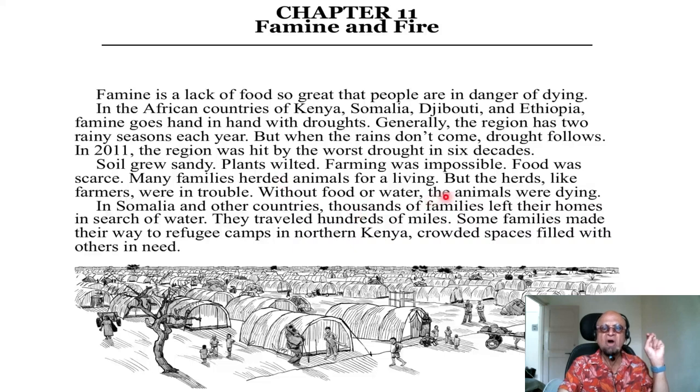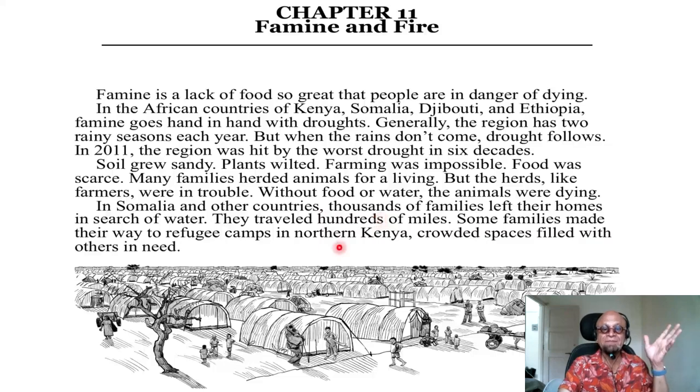Farming was impossible because there was no water. Food was scarce everywhere. Many families herded animals for a living, so whatever little grass was there, they used it for grazing the animals and got milk and meat to survive. But the herds, like farmers, were also in trouble. Without food or water, the animals were dying as well.